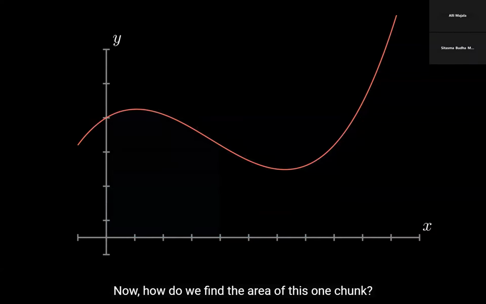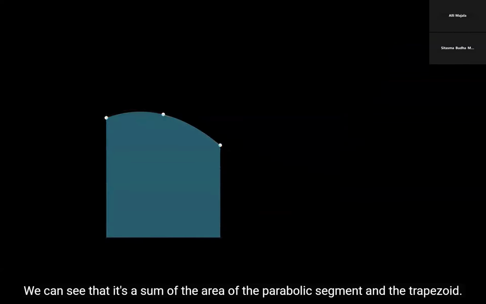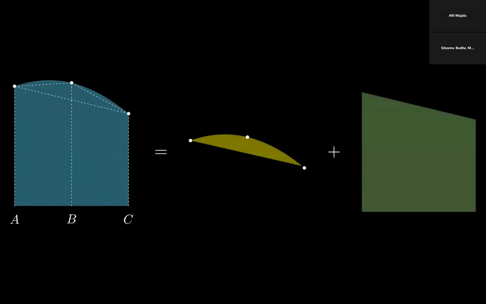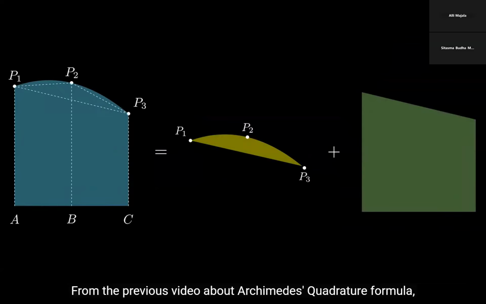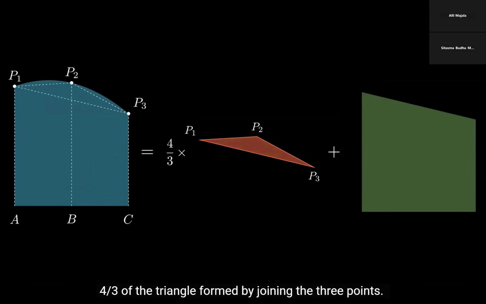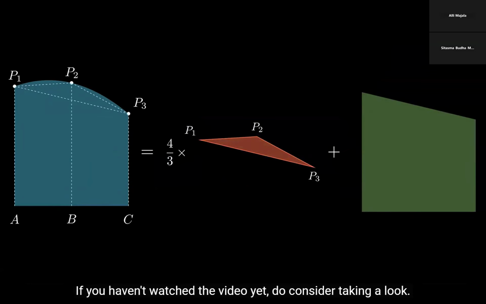Now, how do we find the area under this one chunk? We can see there is a sum of the parabolic segment and the trapezoid. From the previous video about Archimedes' quadrature formula, it can be inferred that the area of this parabolic segment is 4/3 of the triangle formed by joining the 3 points. If you haven't watched the video yet, do consider taking a look.